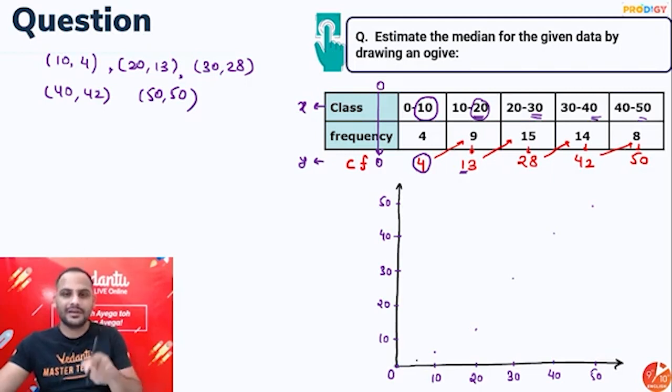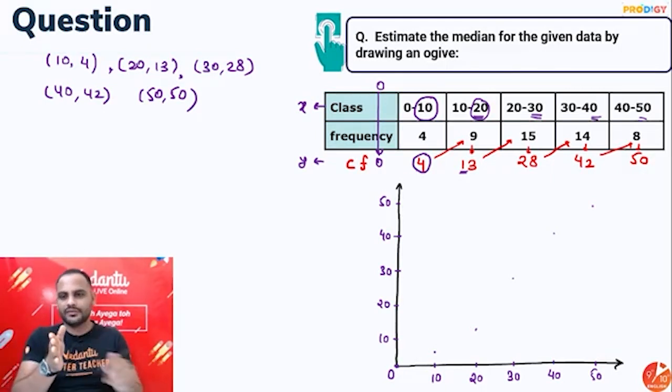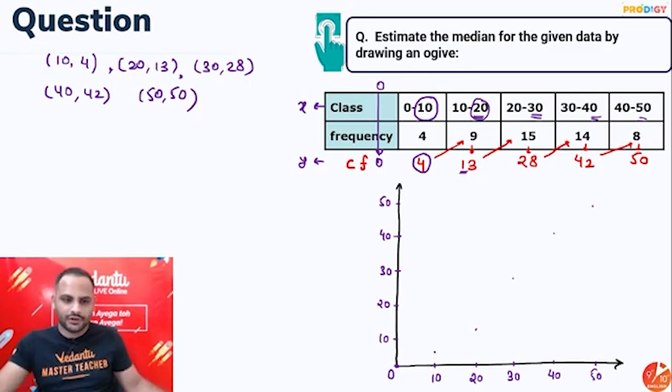It is not necessary every time to start at 0 comma 0. Just take the same gap, like 50, 40, 30, 20 on the x-axis. Suppose this ogive would have started from 20, then in this case I'll say 10 comma 0 is the previous point. Now you'll join all of them using a free hand, straight hand.